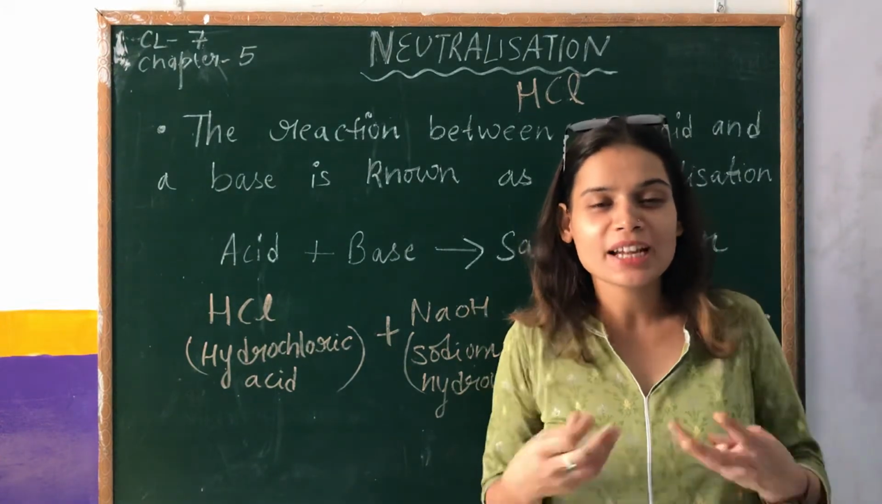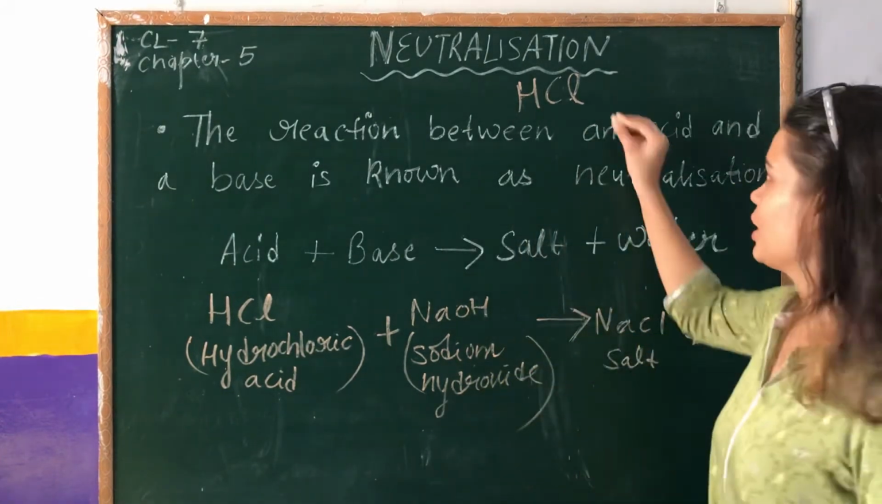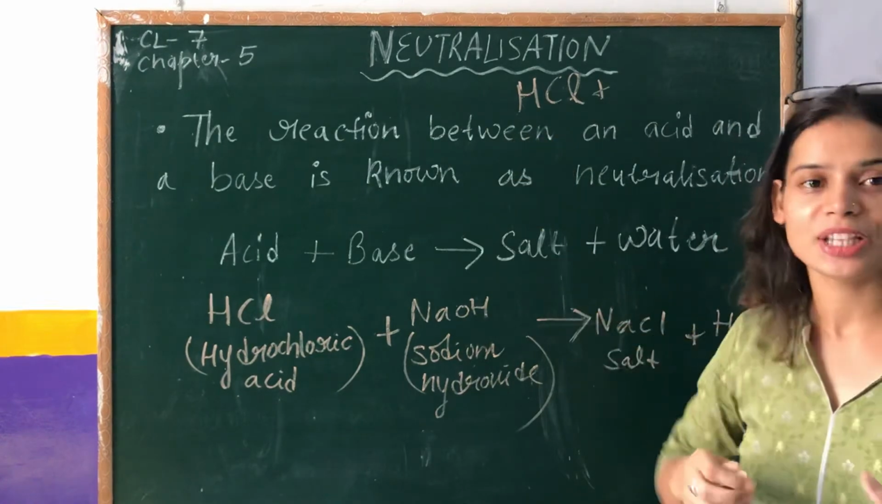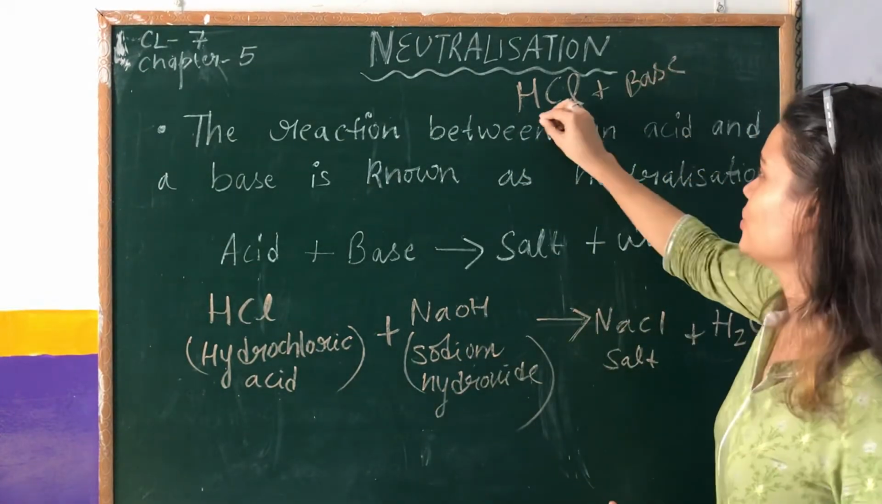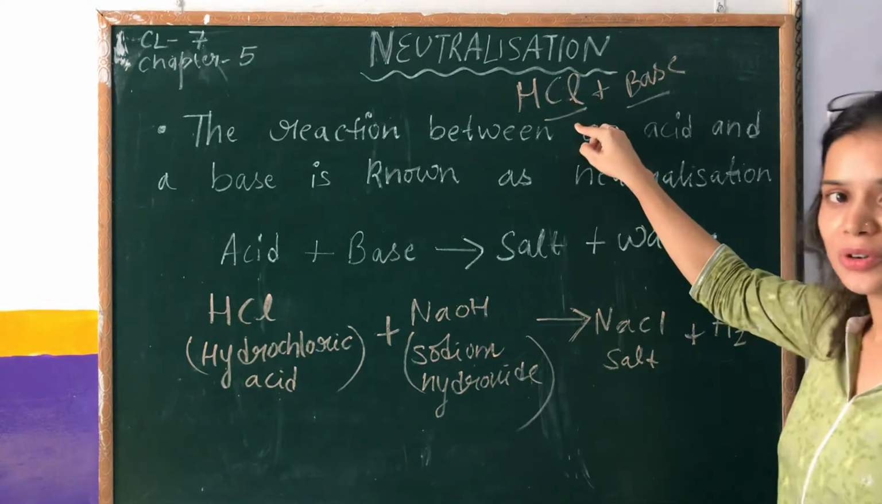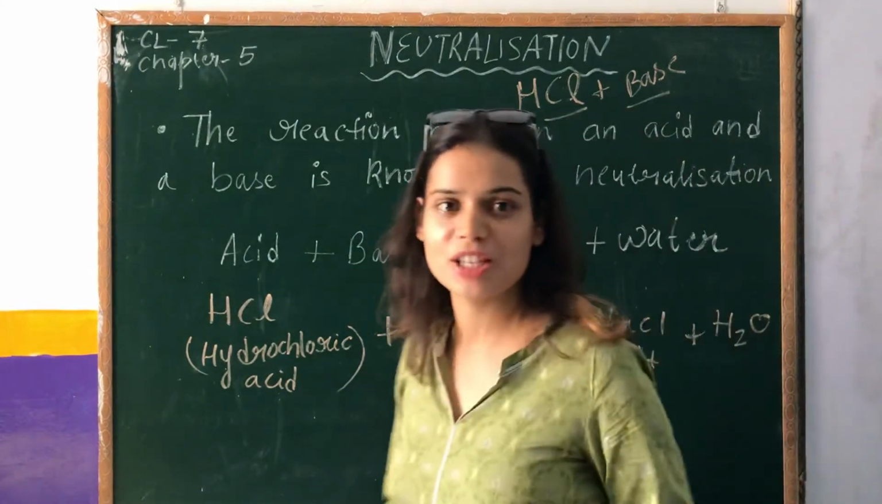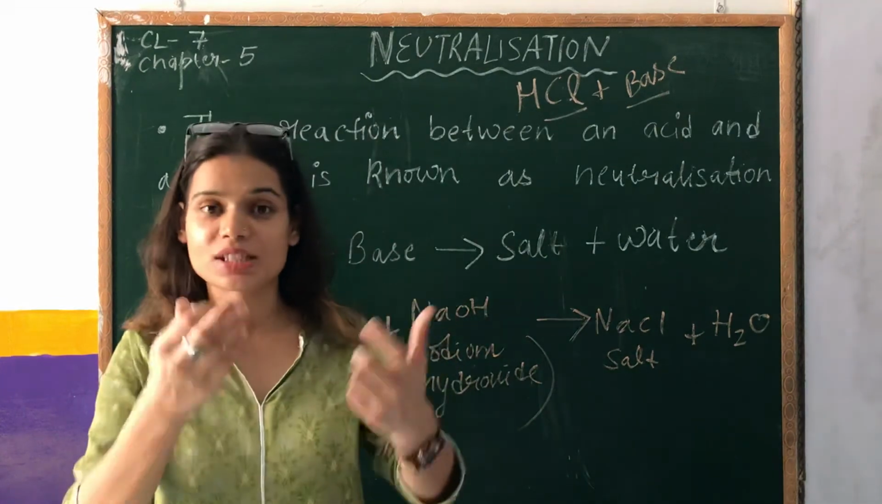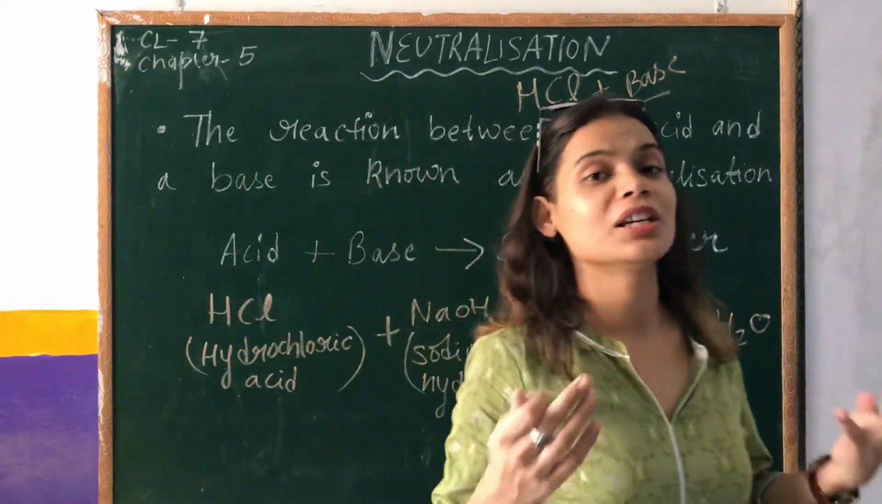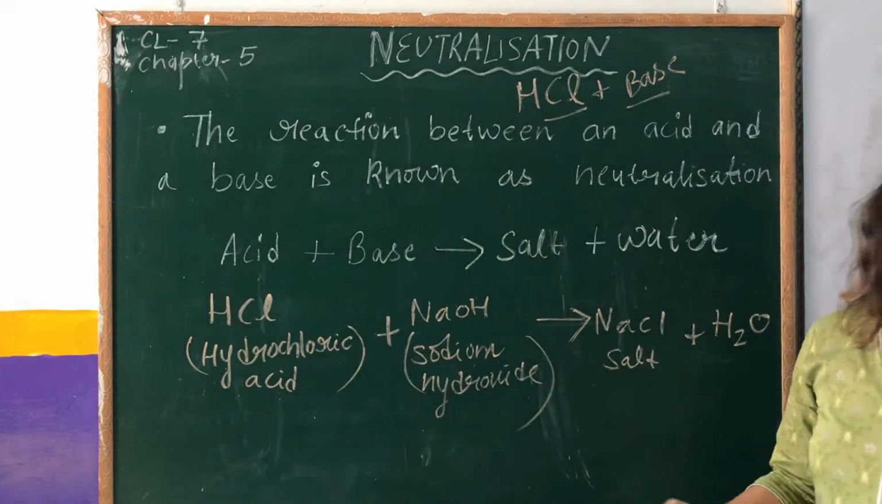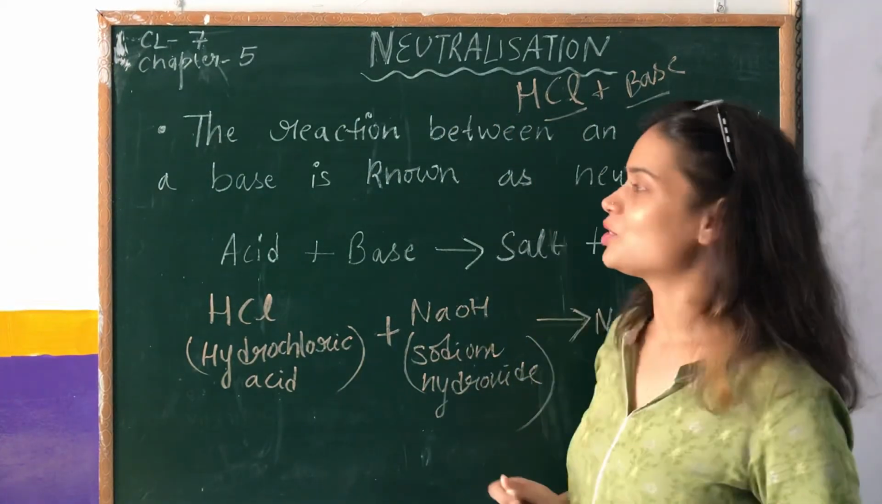So when you take Digene, or ENO, that ENO is a base. When you add that base to the acid which is accumulated in your body and causes acidity, they both neutralize the effect of each other and you feel relief. So this is what happens in a neutralization reaction.